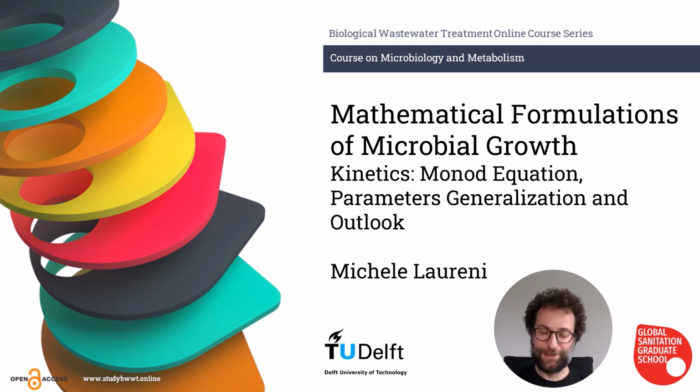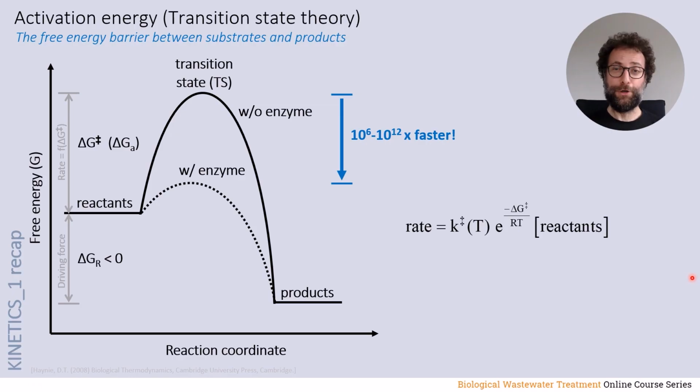Now, let's start with the two take-home messages from the previous class. First, we learned that even for thermodynamically feasible reactions, where products have a lower potential energy than the reactants, and thus the driving force, the delta G of the reaction is negative, so it is defined as spontaneous. Actually, these reactions do not occur spontaneously unless there is an energy input from the outside.